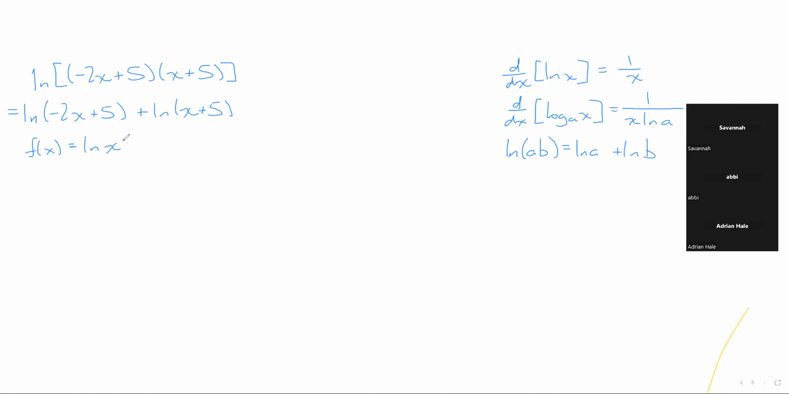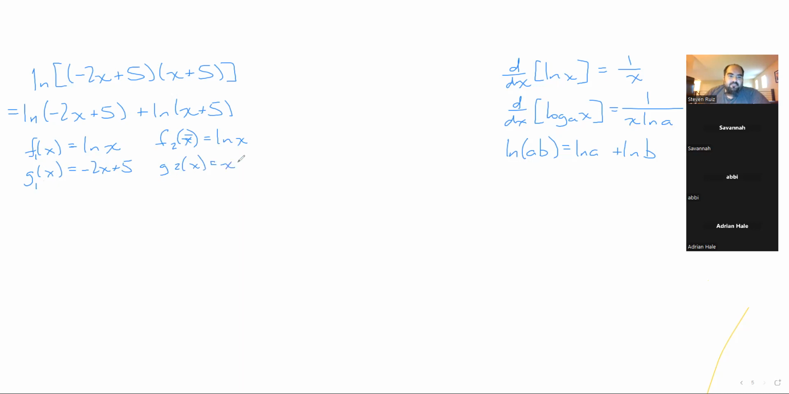But what's the thing I'm taking the natural log of? That's going to make up my inner function, which is going to be negative 2x plus 5. Maybe I'll call this f1, g1. So I can call these f2 and g2. f2 of x will be, again, natural log of x. g2 of x will be x plus 5.